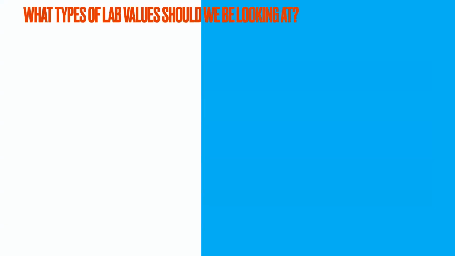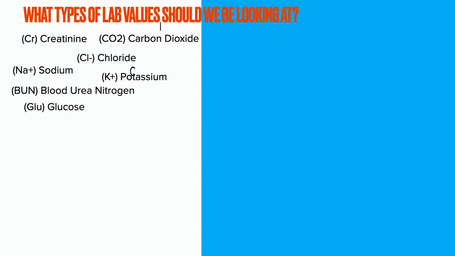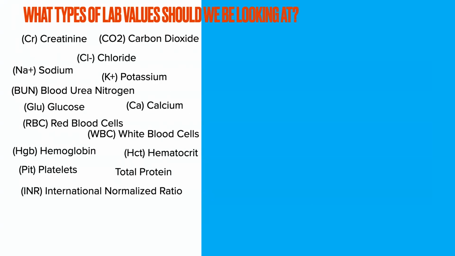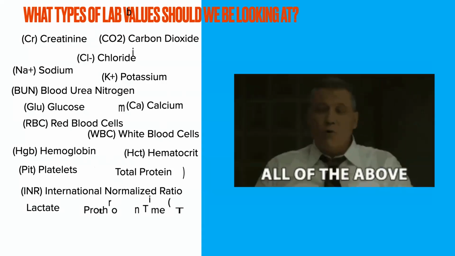Okay. So what type of lab values should we be looking at if we're taking care of a patient? So we need to be looking at creat, carbon dioxide, chloride, sodium, potassium, BUN, glucose, calcium, red blood cells, white blood cells, hemoglobin, hematocrit, platelets, total protein, INR, lactate, prothrombin time, partial thromboplastin time, all of the above.